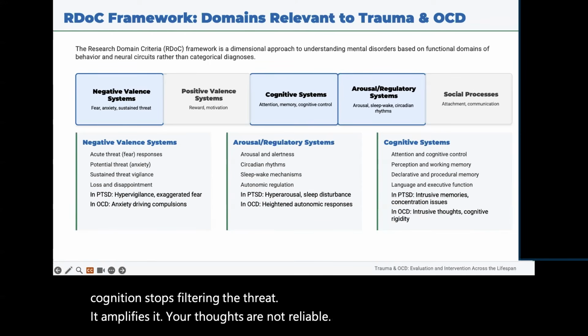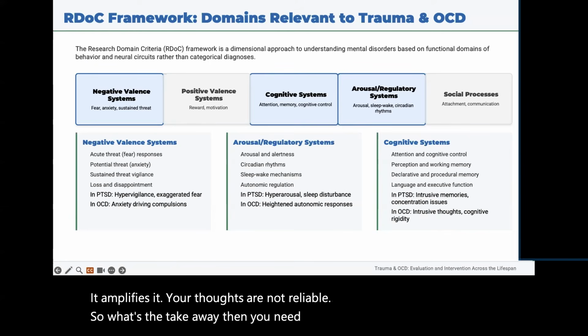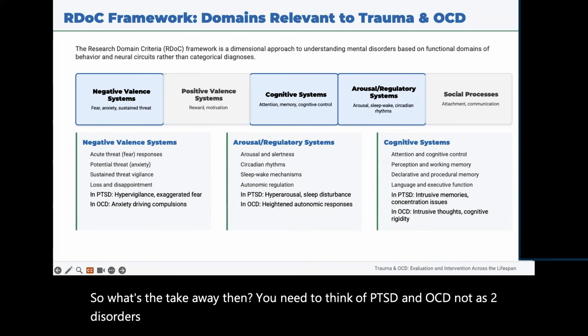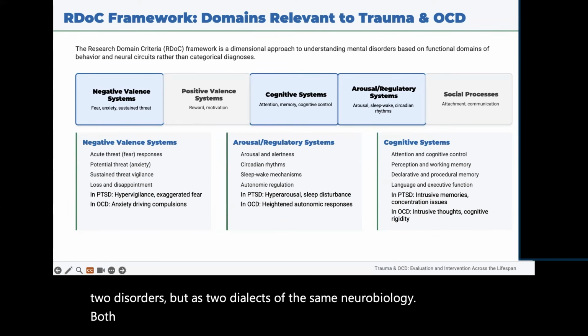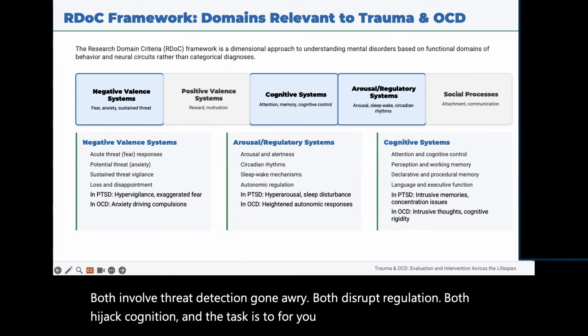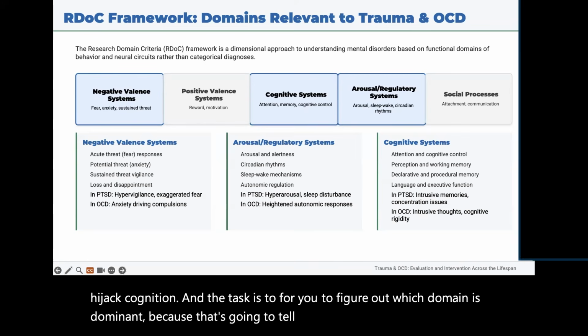So what's the takeaway then? Well, you need to think of PTSD and OCD not as two disorders, but as two dialects of the same neurobiology. Both involve threat detection gone awry. Both disrupt regulation. Both hijack cognition. And the task is for you to figure out which domain is dominant, because that's going to tell you where to intervene first.